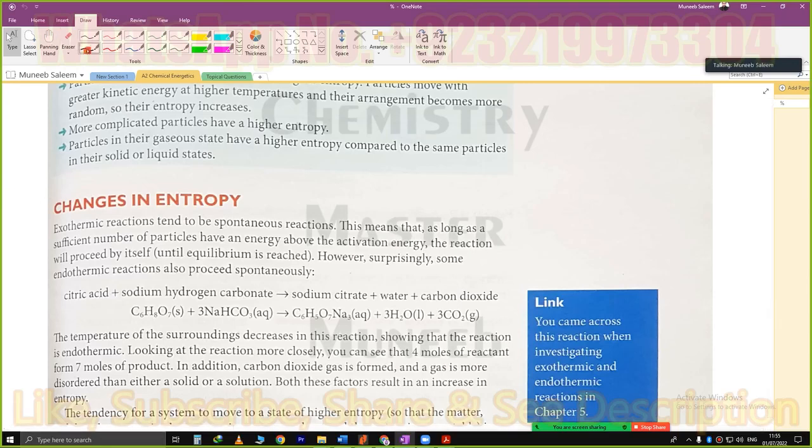Changes in entropy. Exothermic reactions tend to be spontaneous reactions. This means that as long as a sufficient number of particles have energy above the activation energy, the reaction will proceed by itself until equilibrium is reached.